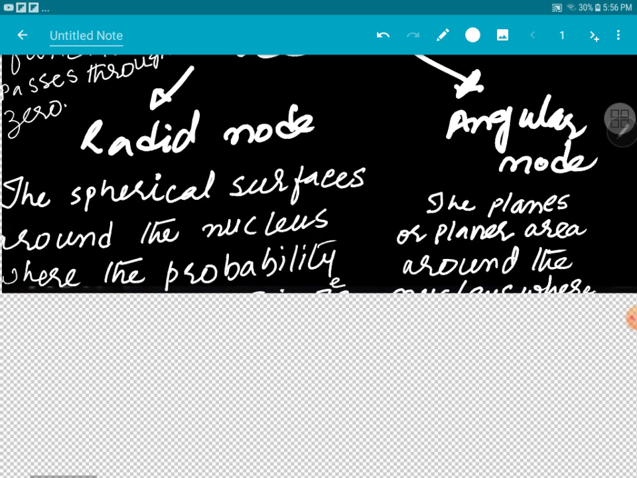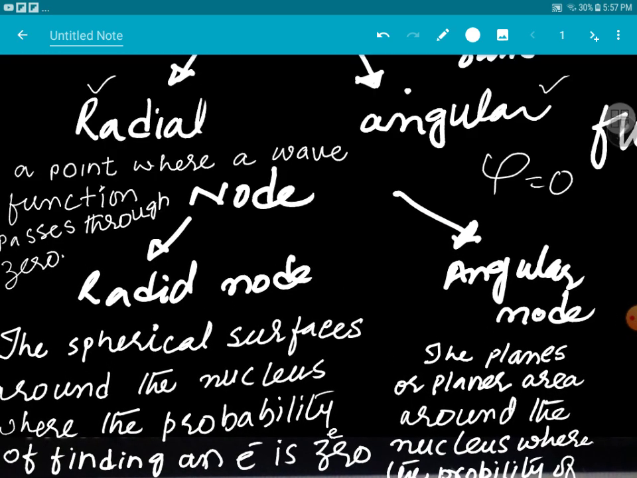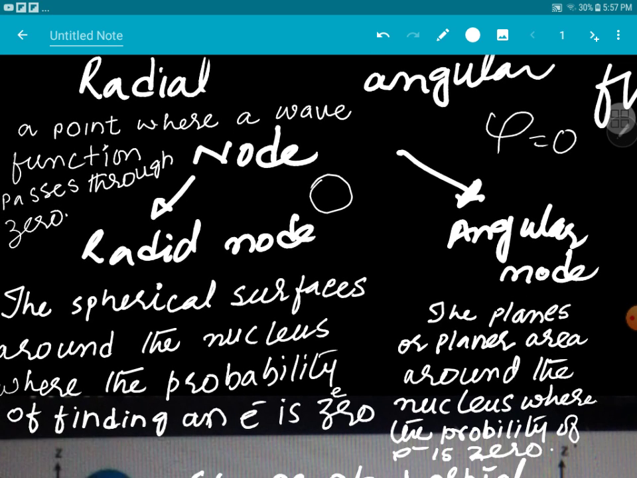Radial nodes are described as the spherical surface around the nucleus where the probability of finding an electron is zero. It means it belongs to the spherical shape, that is, the s orbital. Angular node is the plane or planar area around the nucleus where the electron probability is zero. It means p and d orbitals. Clear here?